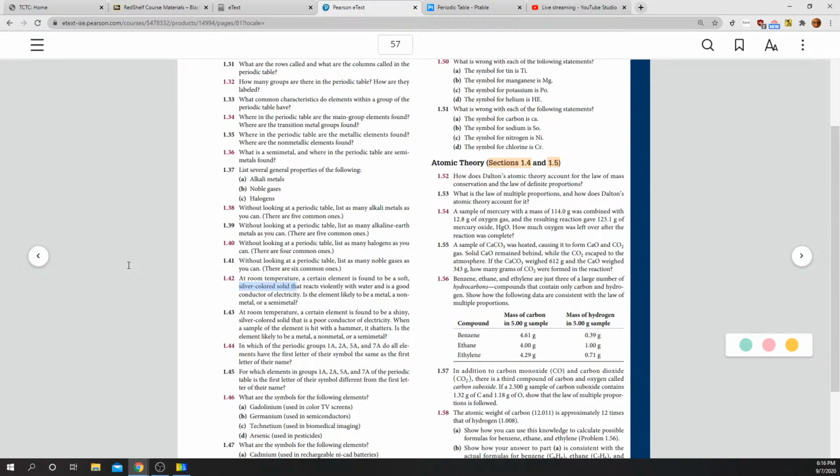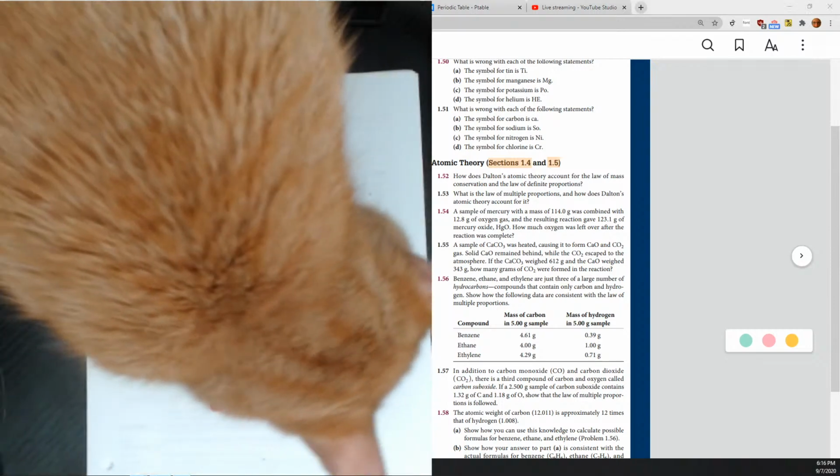All right. It reacts violently with water. That is an indicator that it is more likely to be a metal. Metals react with water. If it reacts violently with water, it's going to be on the left-hand side of the periodic table. Is a good conductor of electricity. Good conductor of electricity means it is very much a metal.